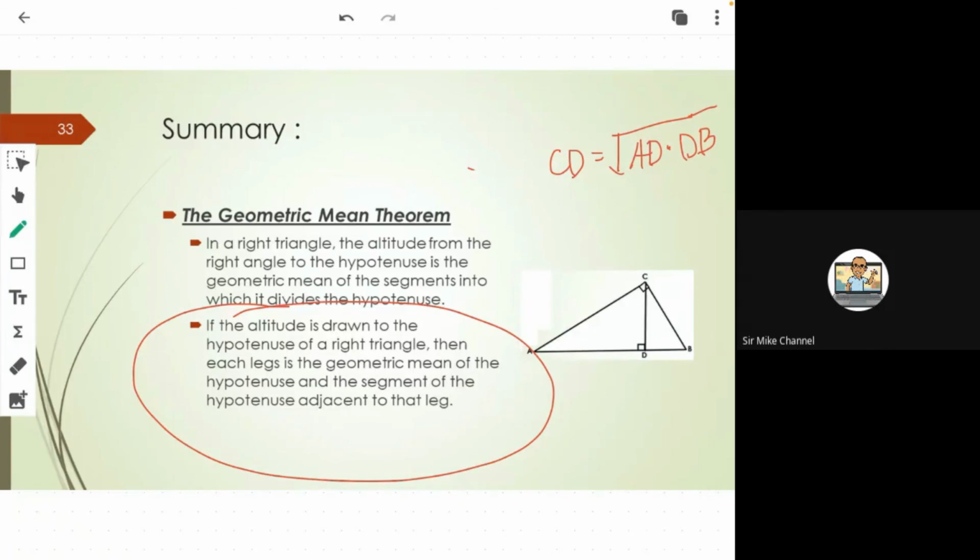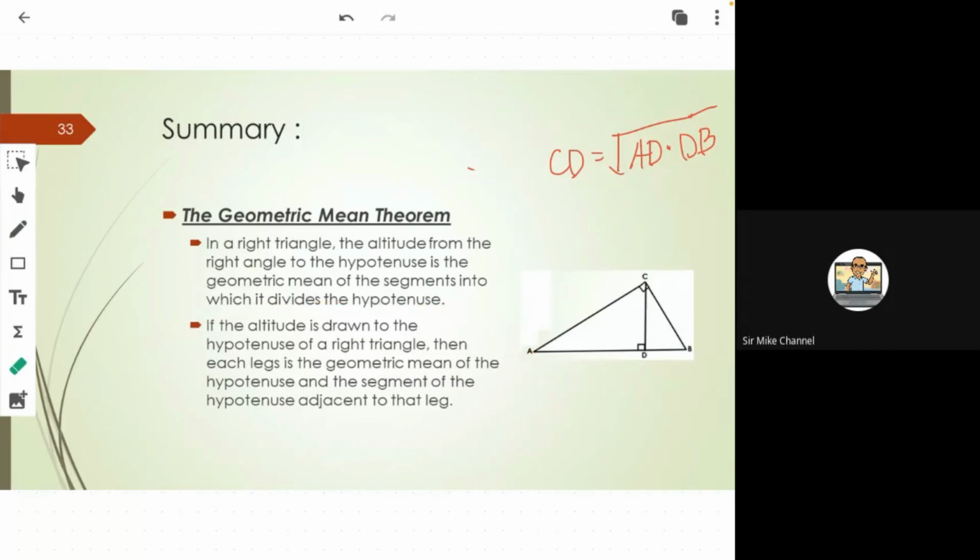Sige. Basa. If the altitude is drawn to the hypotenuse of a right triangle, and each leg is the geometric mean of the hypotenuse and the segment of the hypotenuse adjacent to the leg. Okay.